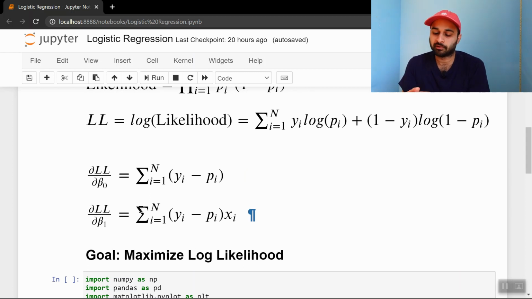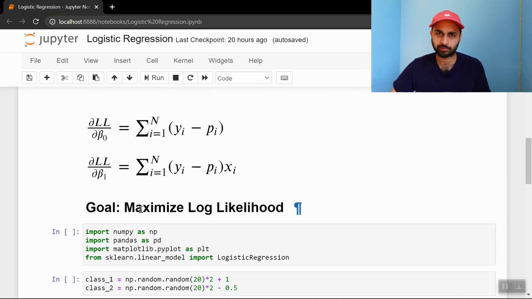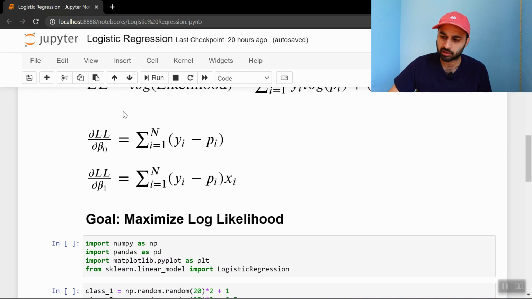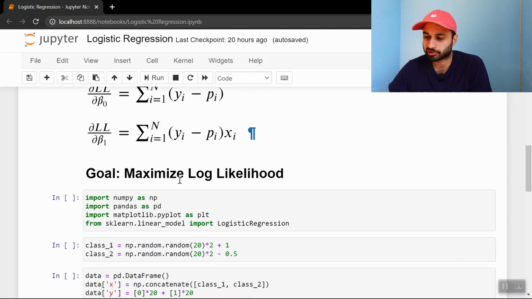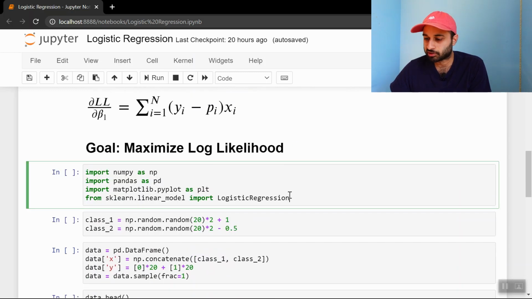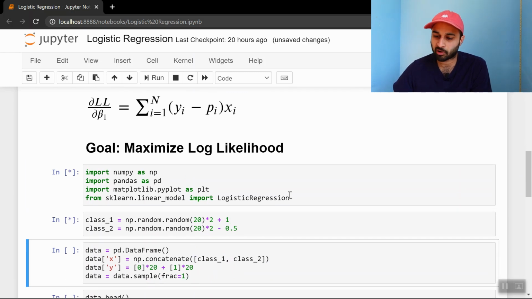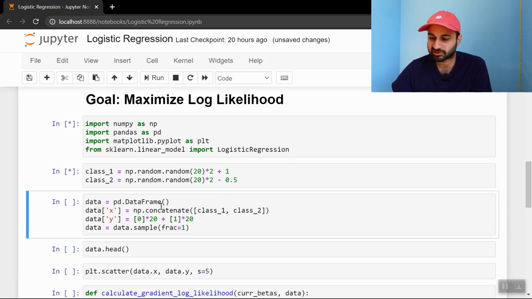And if we take the partial derivative of log likelihood with respect to beta 1, we get a very similar looking form. It's just that we have an x_1 tagged on to each observation as well. So that was all the theory we have to get through. In fact, we're only really going to be working with these two last equations here. So our goal is to maximize the log likelihood using gradient ascent. So first I generate some just kind of dummy data that we're going to use to see if our model is working. So I run these guys.